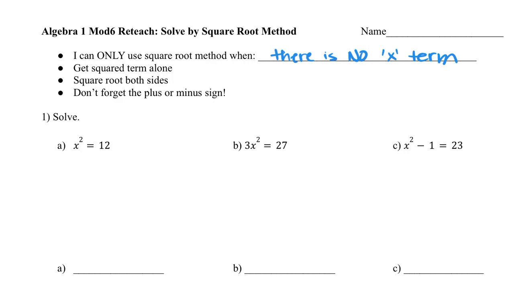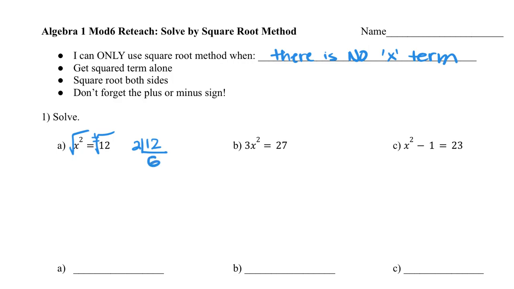This first one, get the x squared term alone. Well, it is already alone. You can see right here it's just x squared. So the next thing we're going to do is square root both sides. And when I do that square root, I right away put the plus and minus. We're going to simplify, or see if we can simplify, the square root of 12. And we do that by making a factor tree or dividing it out into primes.